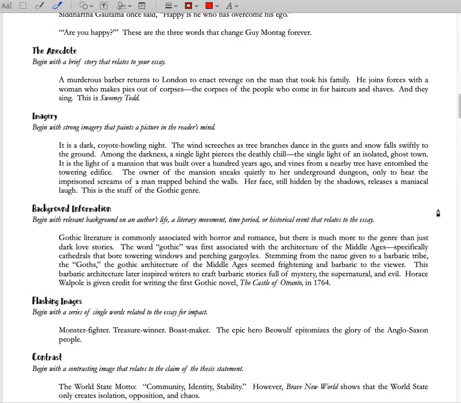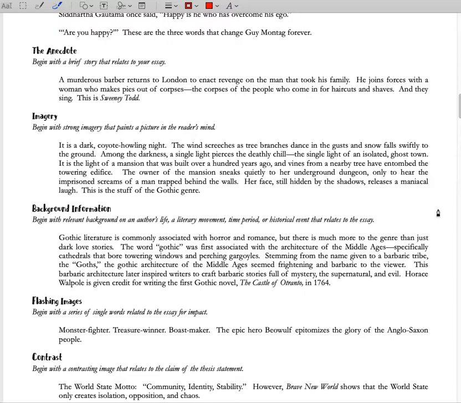It is the light of a mansion that was built over 100 years ago, and vines from a nearby tree have entombed the towering edifice. The owner of the mansion sneaks quietly to her underground dungeon, only to hear the imprisoned screams of a man trapped behind the walls. Her face, still hidden by the shadows, releases a maniacal laugh. This is the stuff of the Gothic genre.